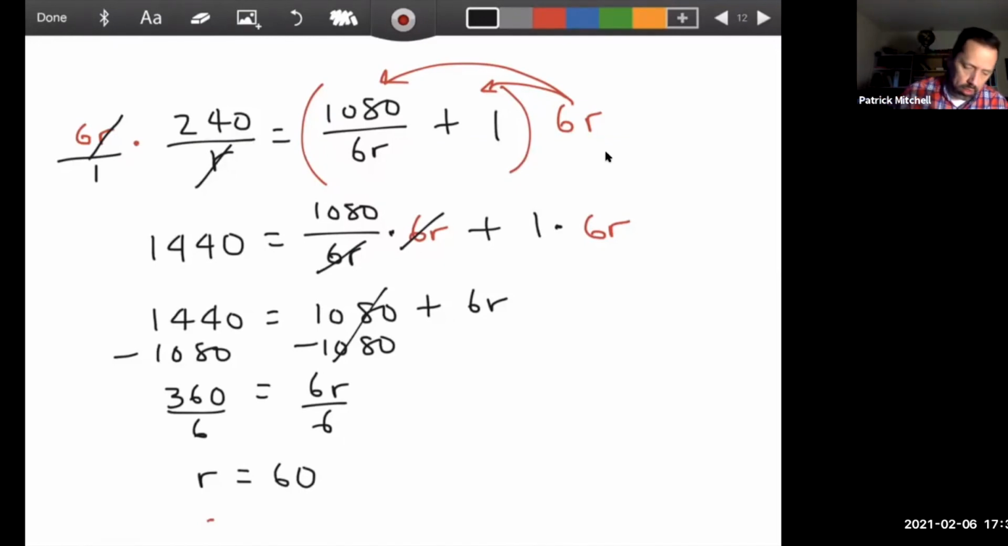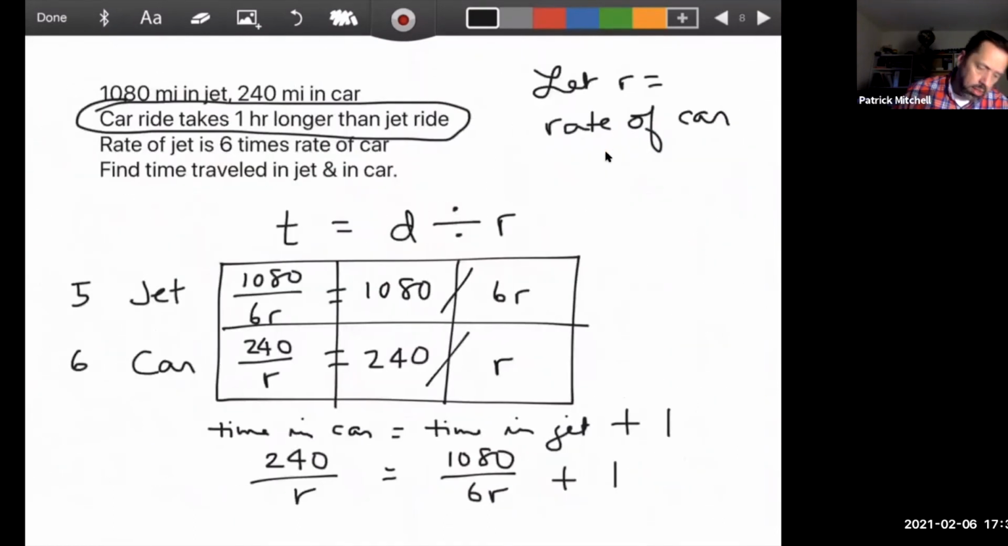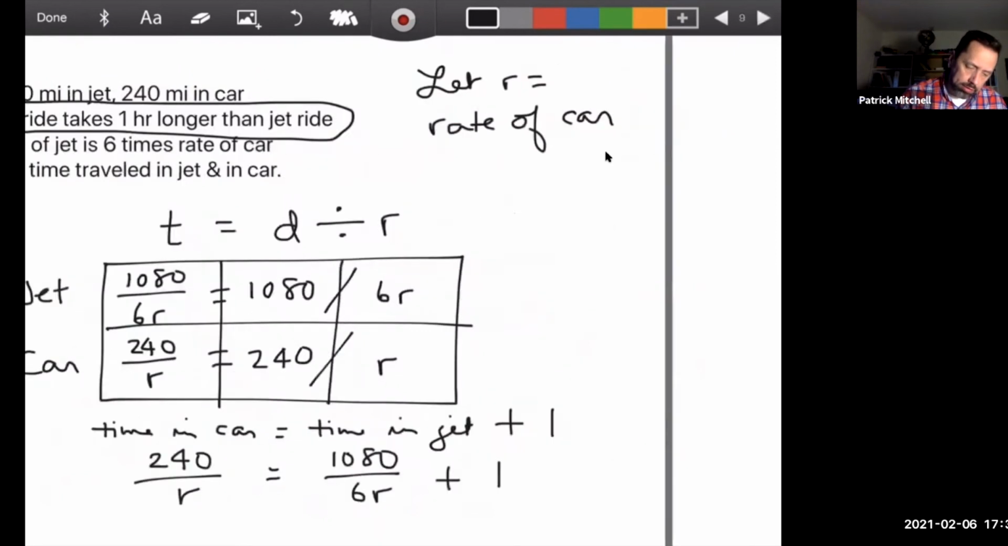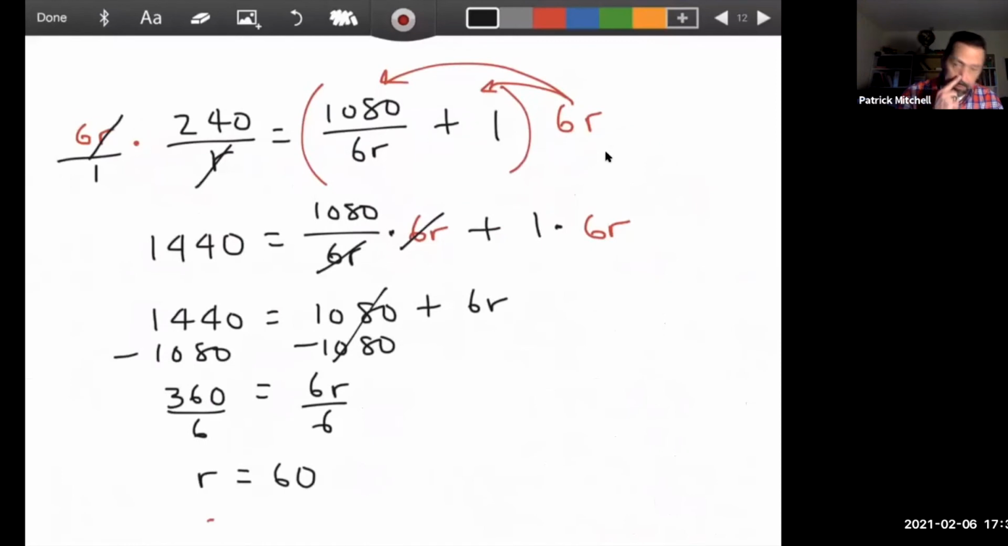But again, that doesn't answer their question. Their question was, how much time does she spend in the jet and in the car? So kind of like in the last problem, we need to plug that value of r into the time expression for the jet and for the car. And that will also show us if those times relate to each other in the right way.